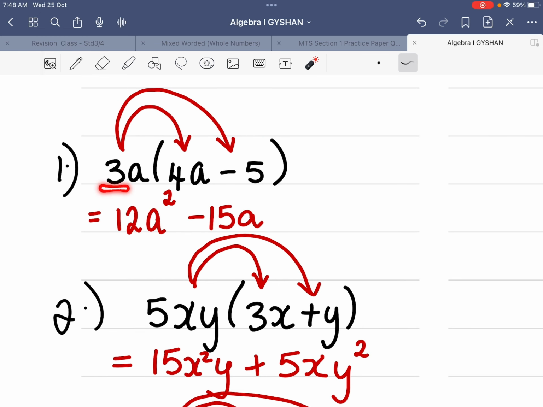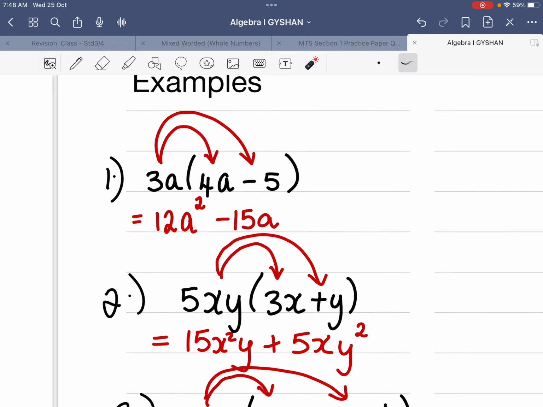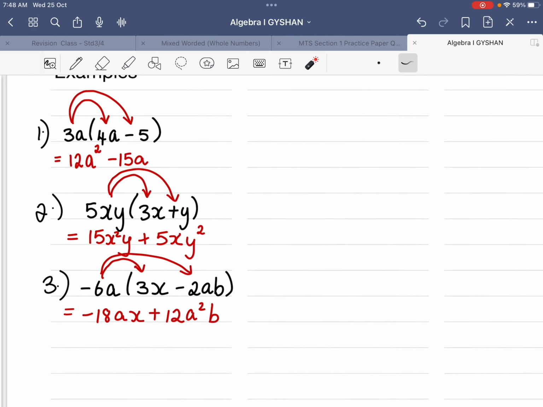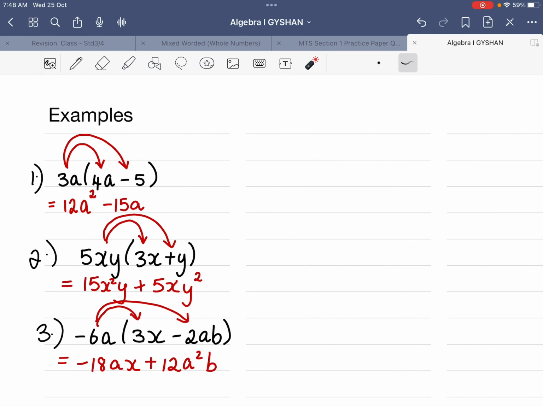So 3 times 4 is 12. A times a is a squared. 3 times negative 5 is negative 15. So that's negative 15a. Right, and the other examples are similar. So when you are finished taking these down, we will try some questions.